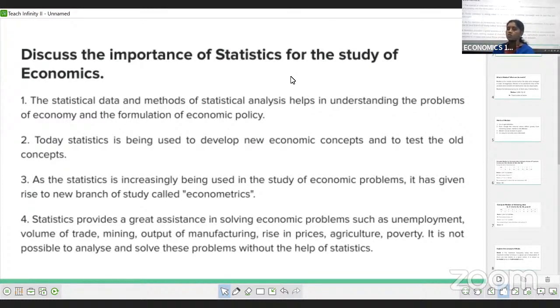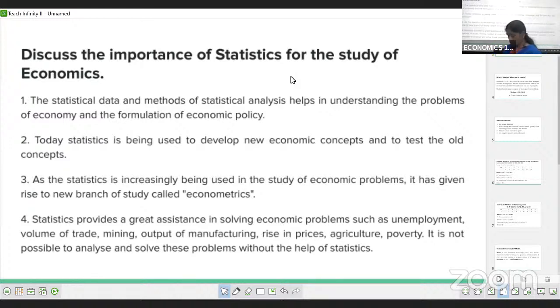In today's class, we are going to be understanding this. Let me start with the first SAQ. The question is, discuss the importance of statistics for the study of economics. They may ask you to discuss the study of statistics in economics, or what is the importance of statistics in economics, or the relation between statistics and economics. That is what we are going to observe in today's class as an SAQ.